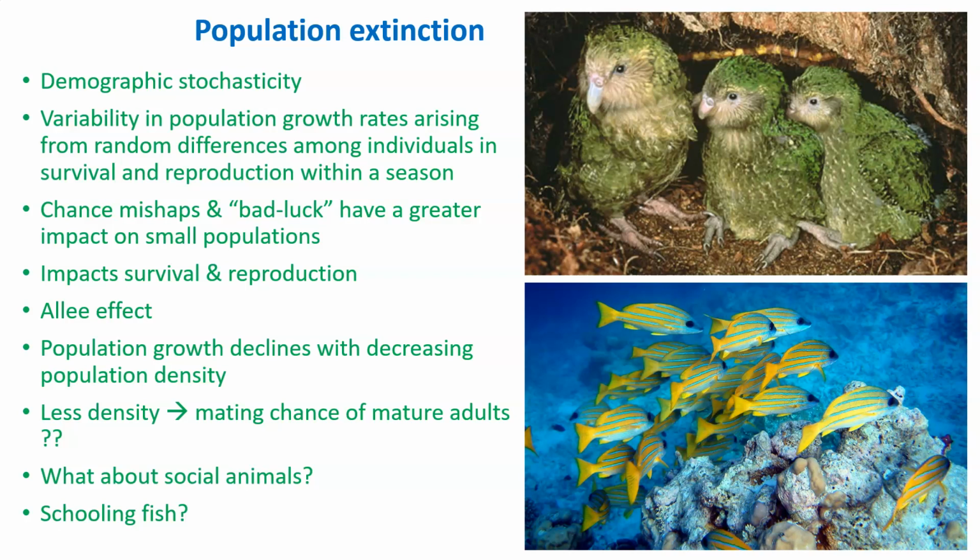What do you mean by per capita? Per capita meaning per individual population growth rate, right? So what the Allee effect predicts is that population growth declines with decreasing population density, right? Population growth rate declines with decreasing population density. That's what the Allee effect predicts, right?